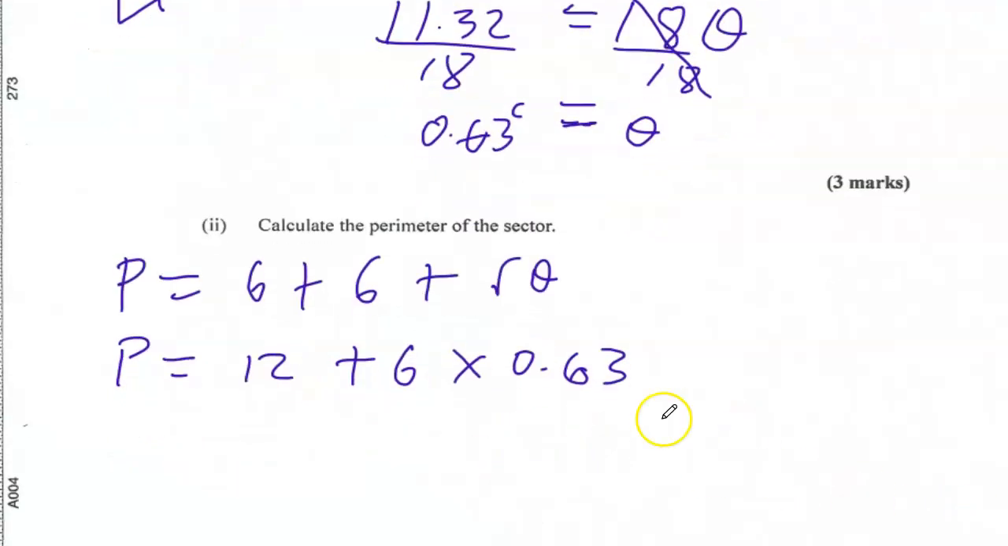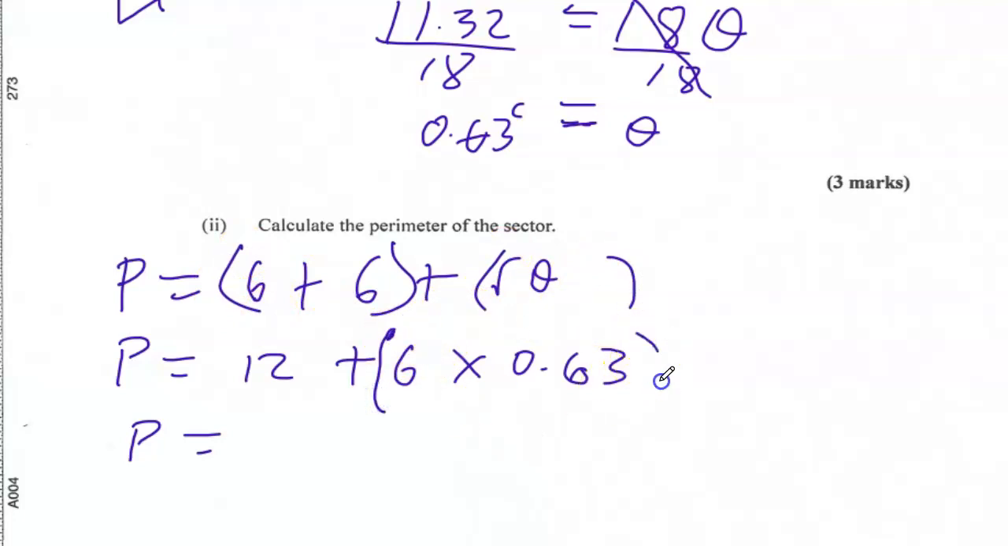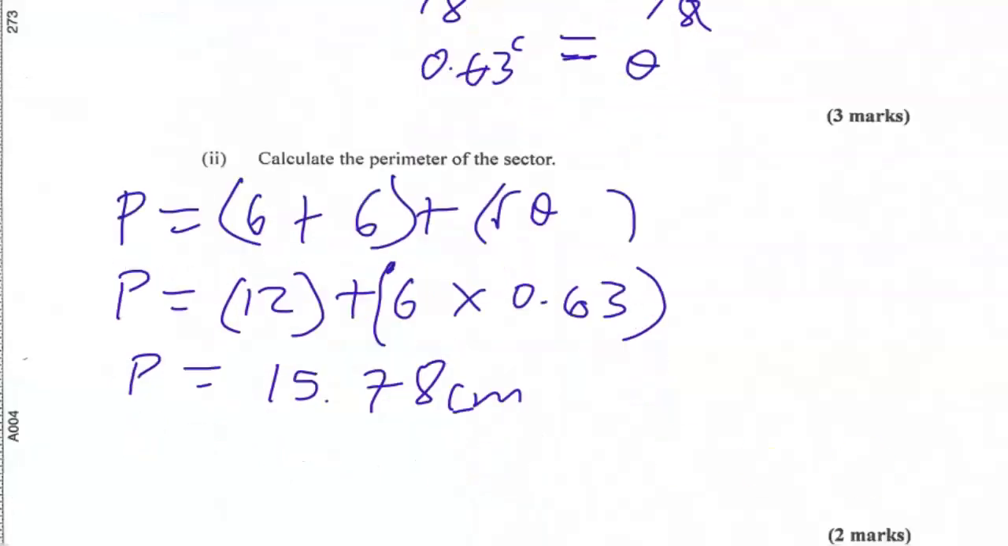So we end up with, yeah, 6 and 6, that's 12, r is 6, theta is 0.63. So it's 12 plus 3.78, which will give us 15.78 centimeters, and I'm giving my answer to 2 decimal places.